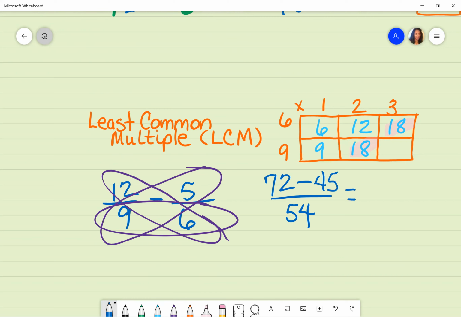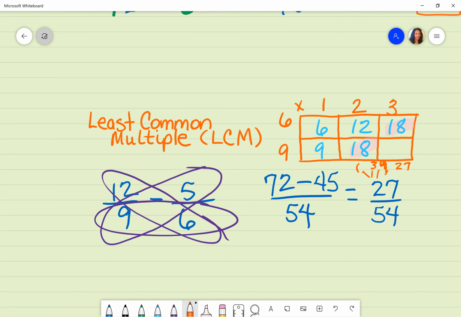And see how these numbers are big numbers? They still work, but 72 minus 45 is 27 divided by 54. And this is where you need to know your multiplication table or your factors, basically. So what I would want to do in this case is find the factors of 27 because that's my smaller number between the two, 27 and 54. So those factors are 1 times 27 and 3 times 9.